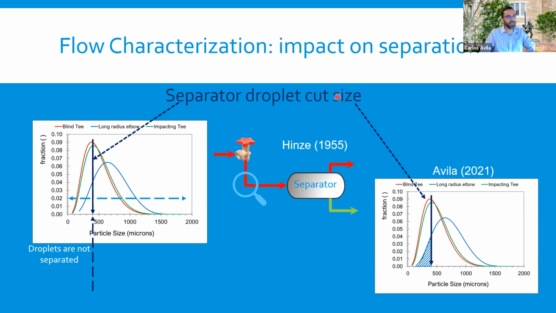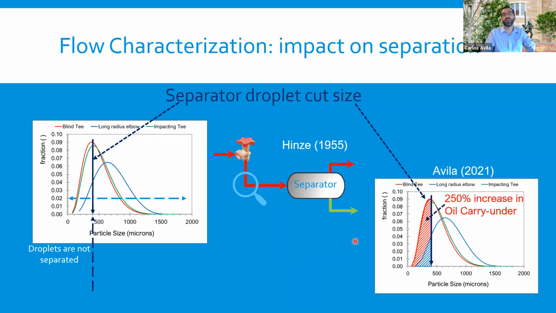So based on the droplet cut size, for the long radius elbow, if you integrate the curve, the area under the curve, this will become your fraction of droplets that are not being separated. But if you integrate that area for these other cases, like the blind T, you have a much larger area of droplets that you have not separated.